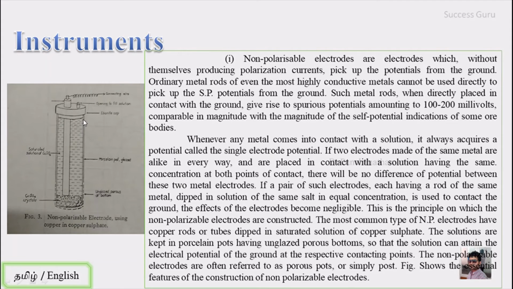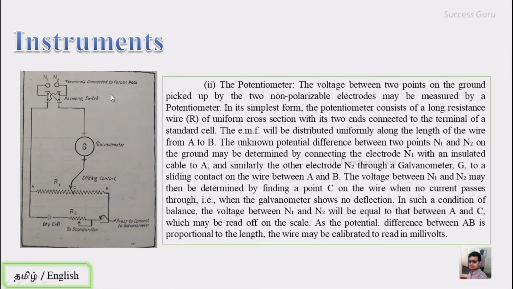This vessel is glazed here, and here it is unglazed, where the liquid gets into contact with the ground surface. If there is any SP value present, it can be measured using this wire, which is connected here in the potentiometer. So the voltage between two points on the ground picked up by the non-polarizable electrodes may be measured by the potentiometer, shown in the sketch in the left side image.